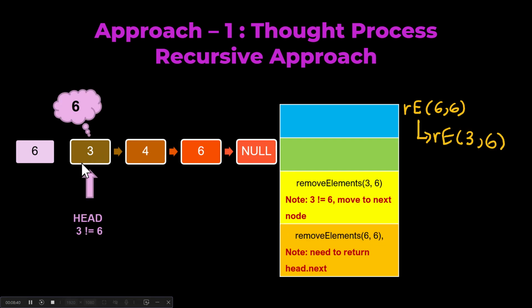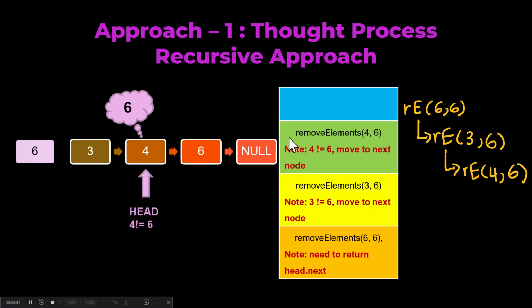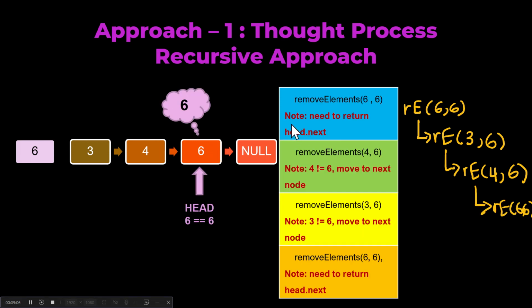Here, after we move, we have 3 and 6. They are not equal. Since they are not equal, we just simply move to head.next. So here, we call the function itself with 3, and then we pass in 6. Next, we call the function itself again. We pass the parameters 4 and 6. They are not equal, so we move to the next node. Here, second last, 6 and 6, we call the function itself. They are equal, 6 and 6. So we need to return head.next.